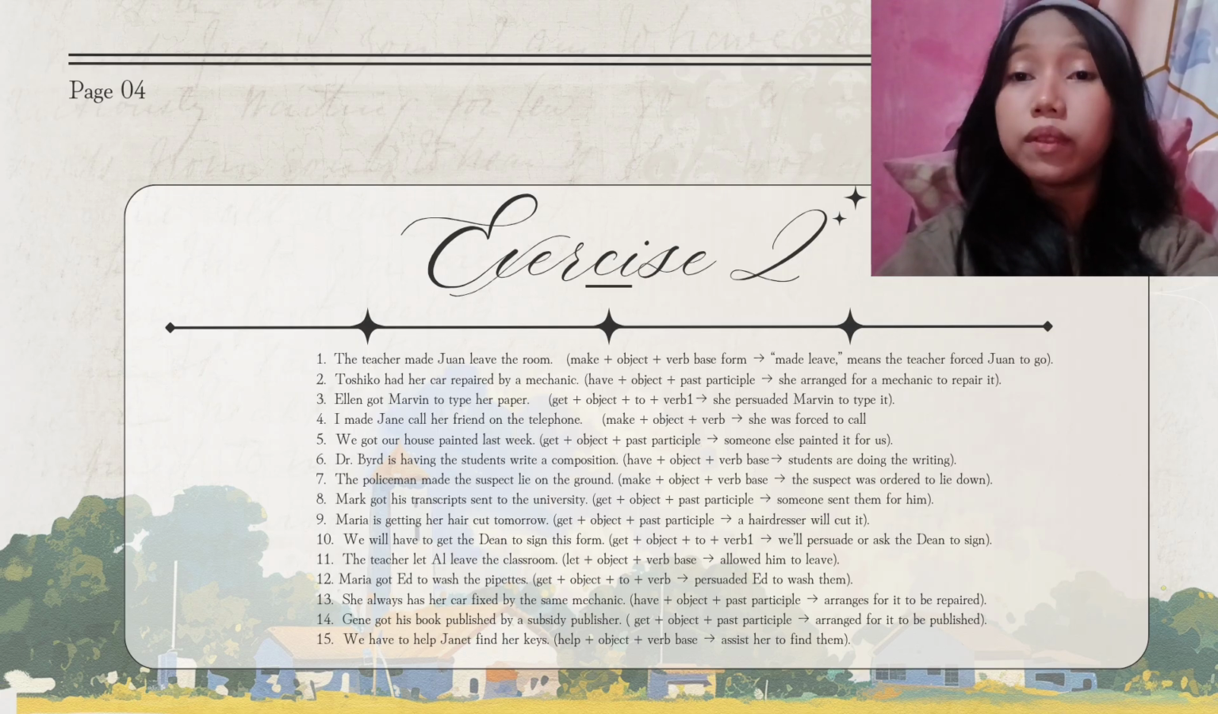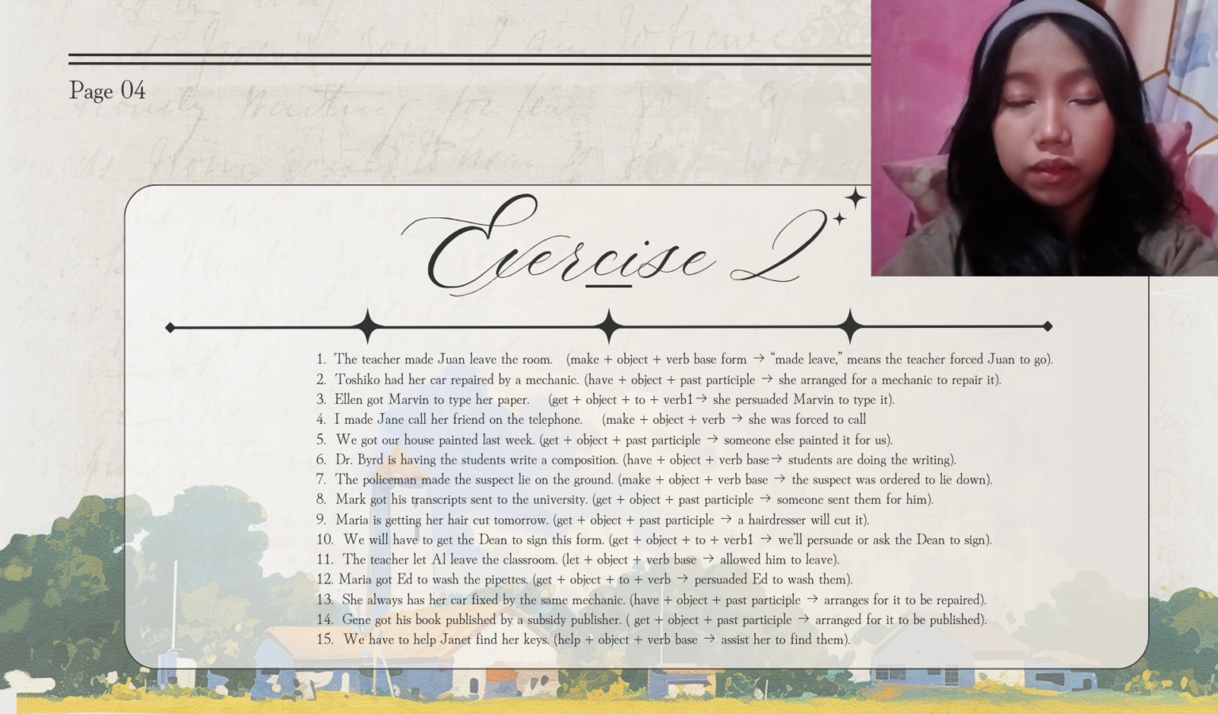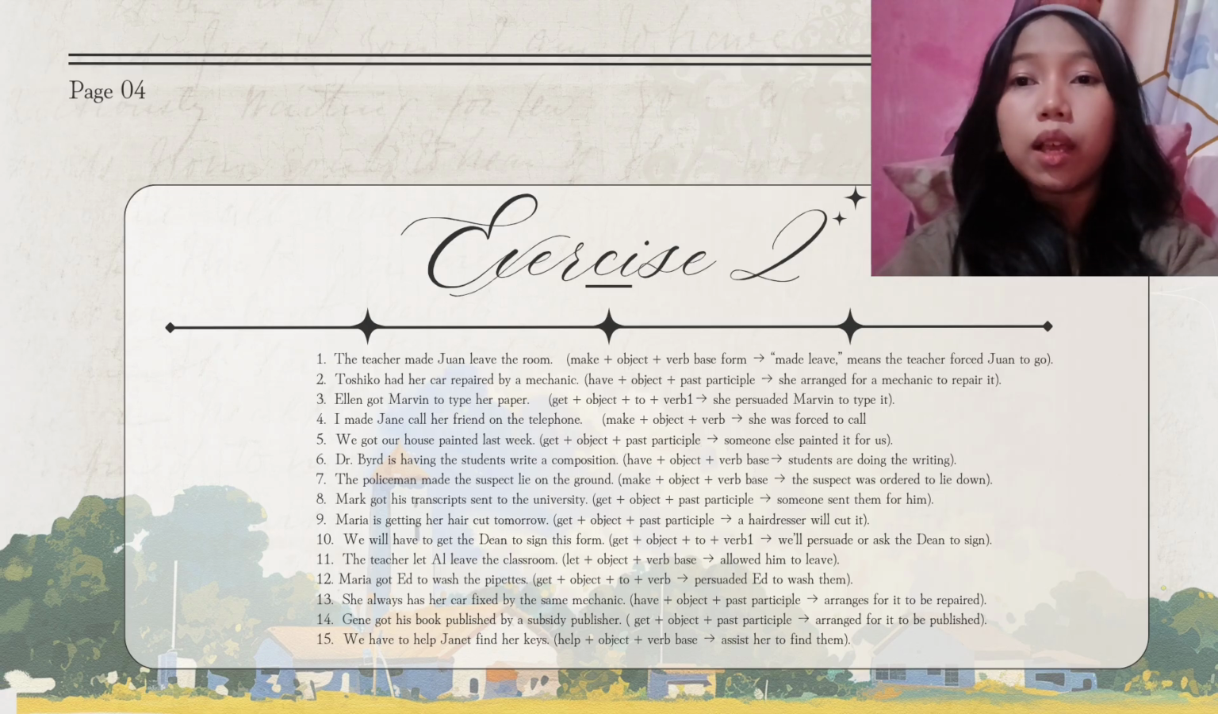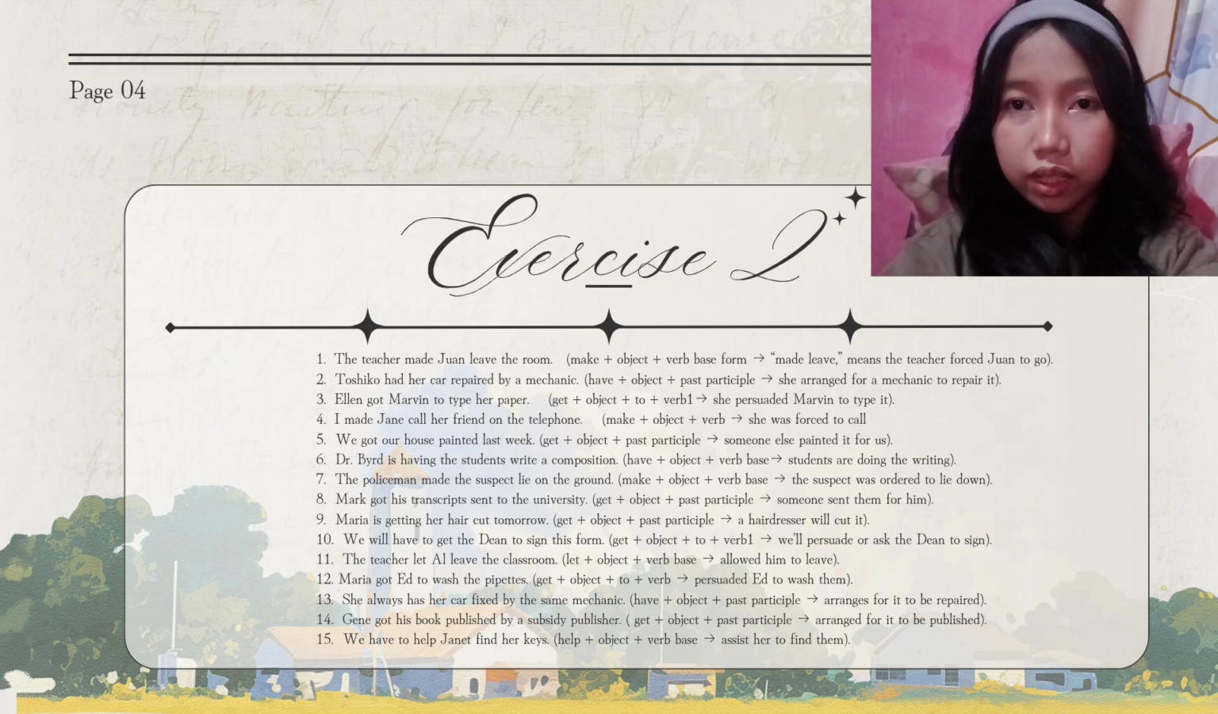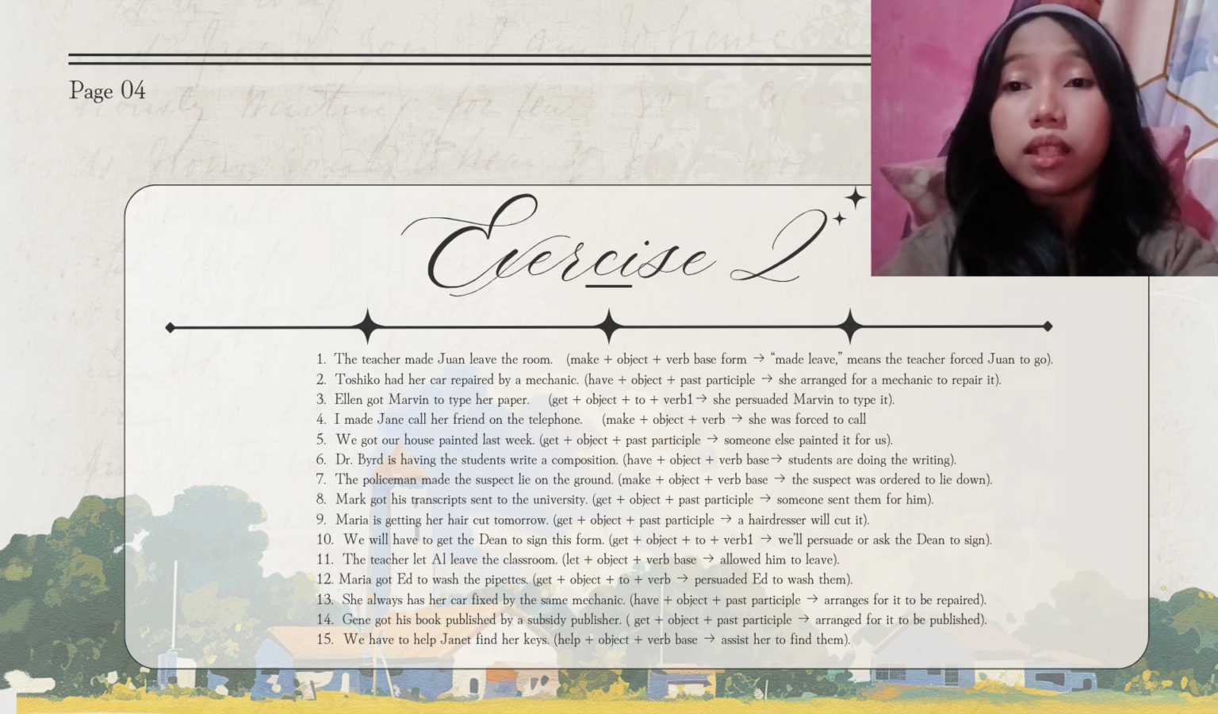And last one, number 15. We have to help Janet find her keys. The structure of the sentence is help plus object plus verb 1. With help, the following verb can be in base form or to plus verb 1, but the base form is more natural. This means that we all assist Janet in doing the action of finding. The meaning of this sentence is we must assist Janet to find her keys.